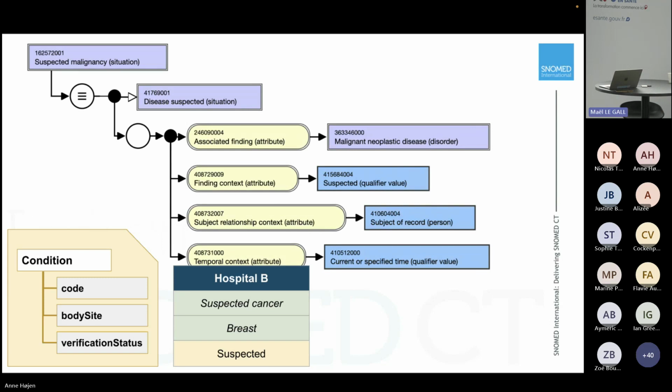We do that because suspected cancer, the code they have used, suspected malignancy, sits in the situation hierarchy in SNOMED and is defined as you see here. It is a type of suspected disease. It has an associated finding, malignant neoplastic disease. It has a finding context of suspected, and there we have it. It has a subject relationship context of the subject of the record and a temporal context, current or specified. So we get that information about the verification status from the definition of the situation that was applied.